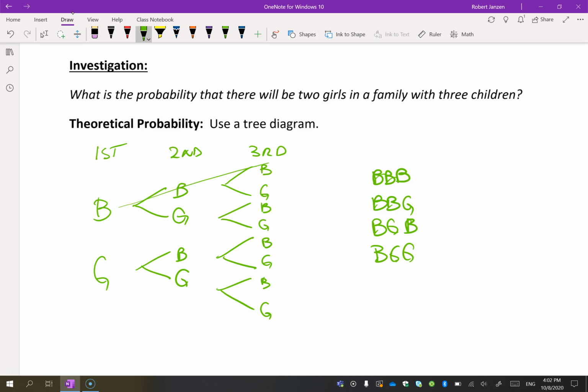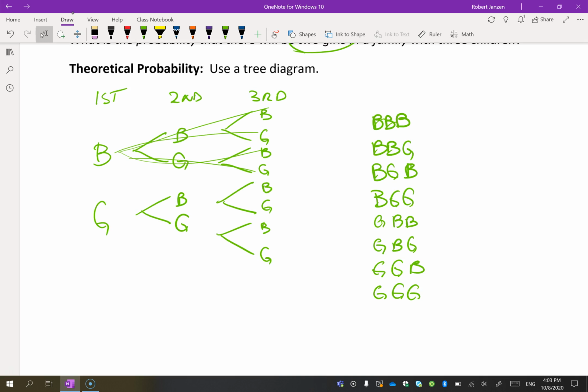So I'm just following these. Okay, and then the next one would be girl, boy, boy. Girl, boy, girl. Girl, girl, boy. And girl, girl, girl. We're supposed to look for what is the probability that there will be 2 girls. Okay, so that's 2 girls. Here's 1. Here's 2. Here's 3. The probability of 2 girls is 3 out of 8.